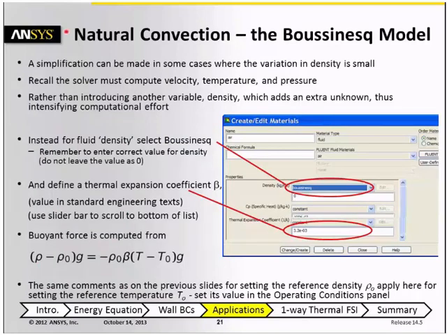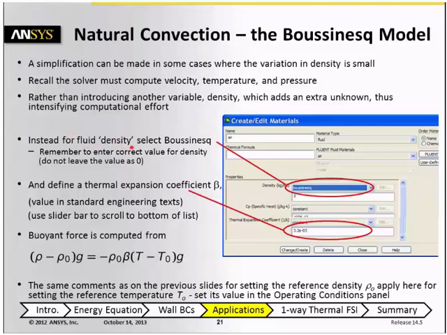In certain kinds of natural convection problems, where density variations in the system are small, we can use a simplification that's known as the Boussinesq model. Normally the solver has to compute velocity, temperature, and pressure, but with natural convection we introduce one additional variable into the system. Because there's an extra unknown, the computational effort is greater, and it might be harder to converge the solution or take more iterations.